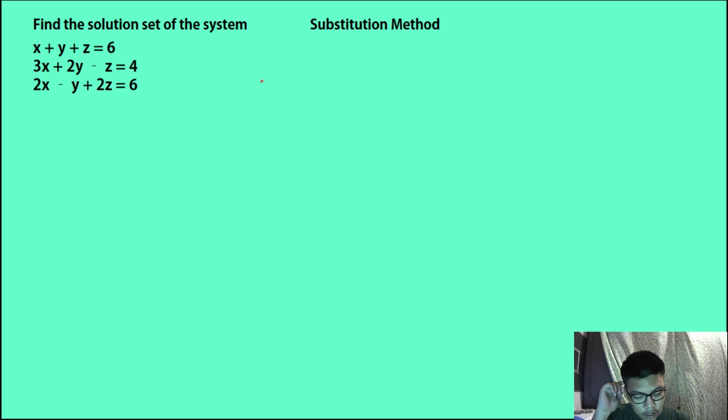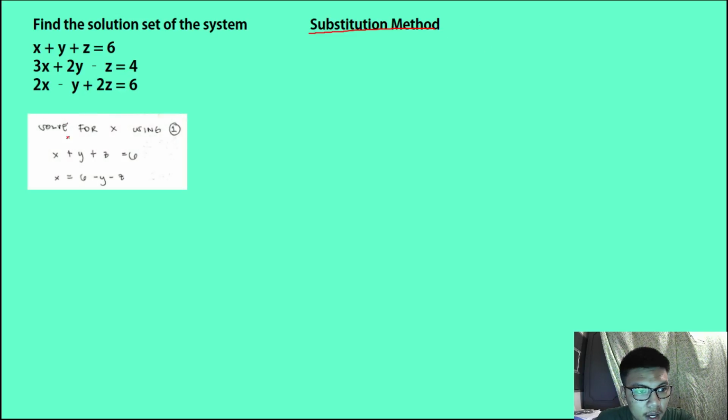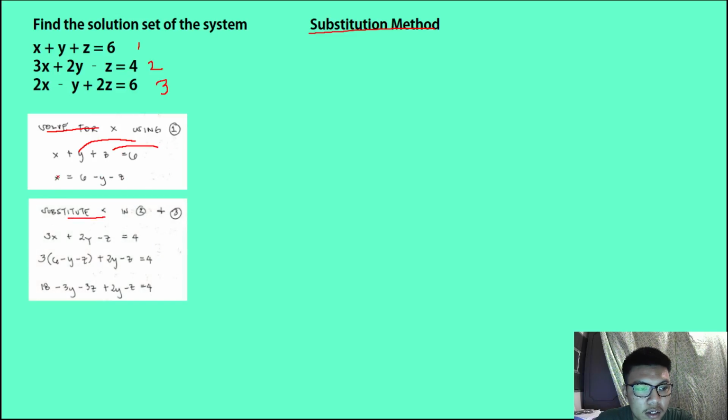Now, solving the system of linear equations using substitution method. Okay, so paano? Solve for x using equation 1. Okay, ito yung ating equation 1, 2, and 3 pa rin. Pansin same problem yan. So using equation 1, we're going to solve for x. So transposing y and z sa kanan, we have now x is equal to 6 minus y minus z. Then, we substitute the value of x here in equation 2 and 3. So ipapasok lang natin sila dun sa 2 and 3 natin.